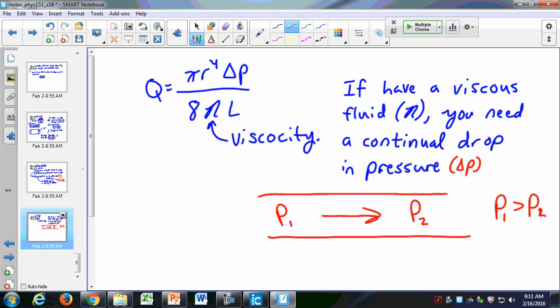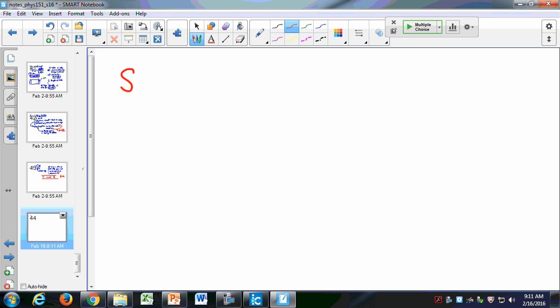Now, in our systemic circuit, you should know the major parts of the systemic and the pulmonary circuit, and also the major parts of the heart. I suspect you already know that, but if you don't, it's in your book. We'll go over it in class as well. But in the systemic circuit, blood flows from the aorta.